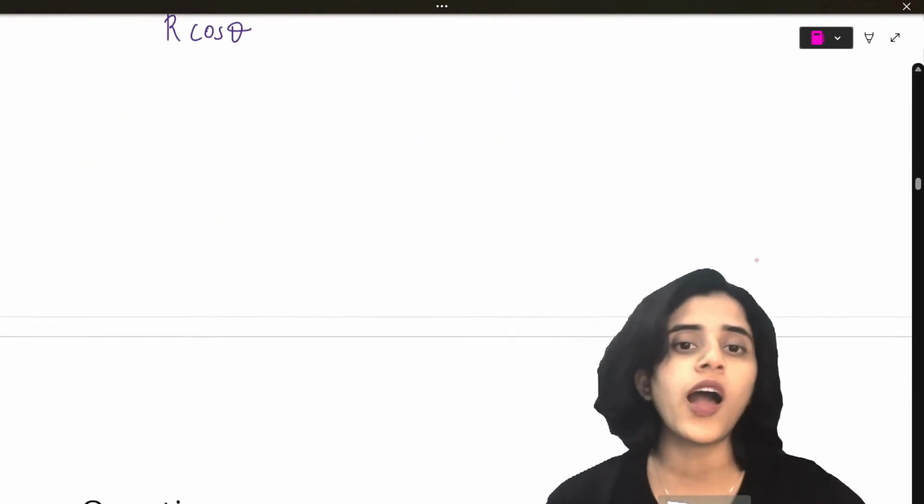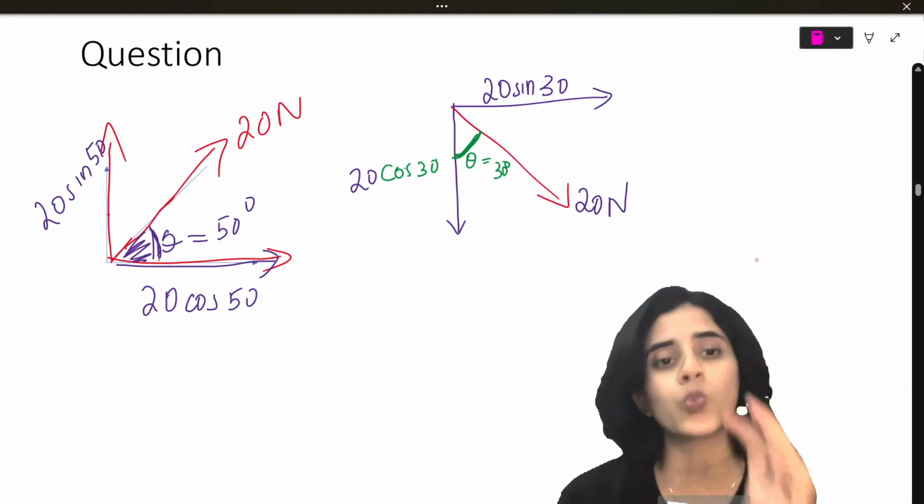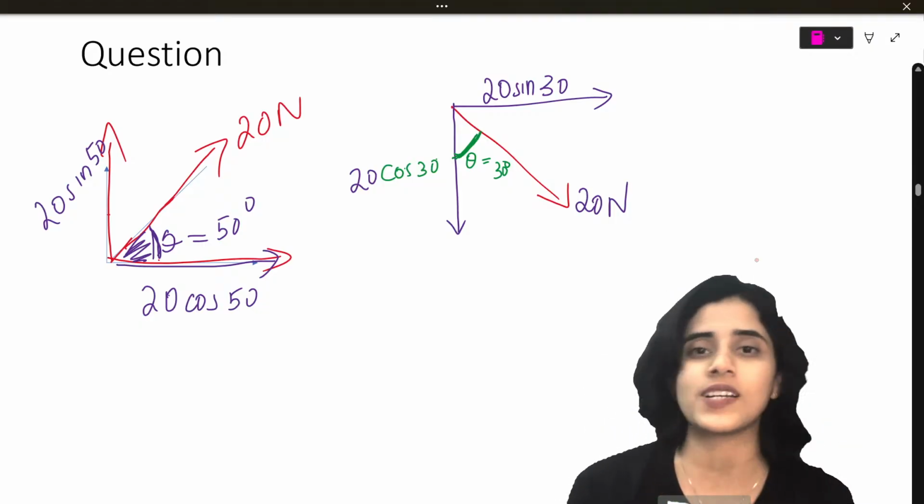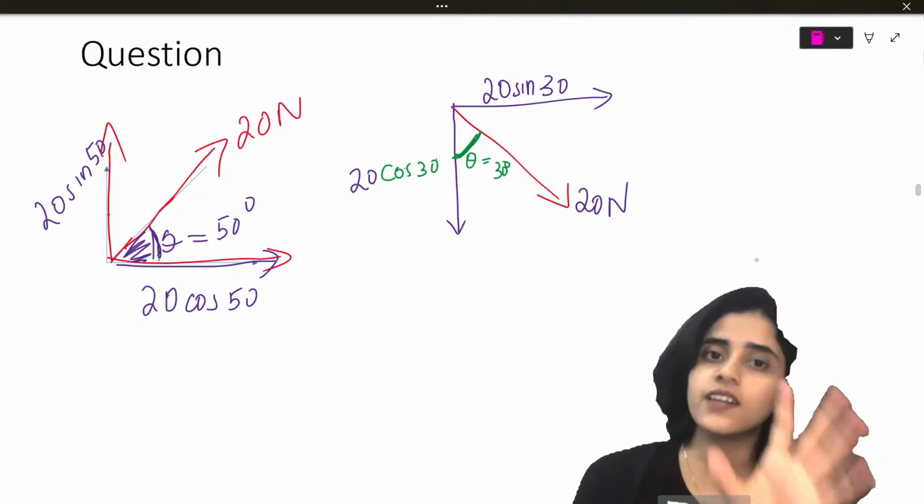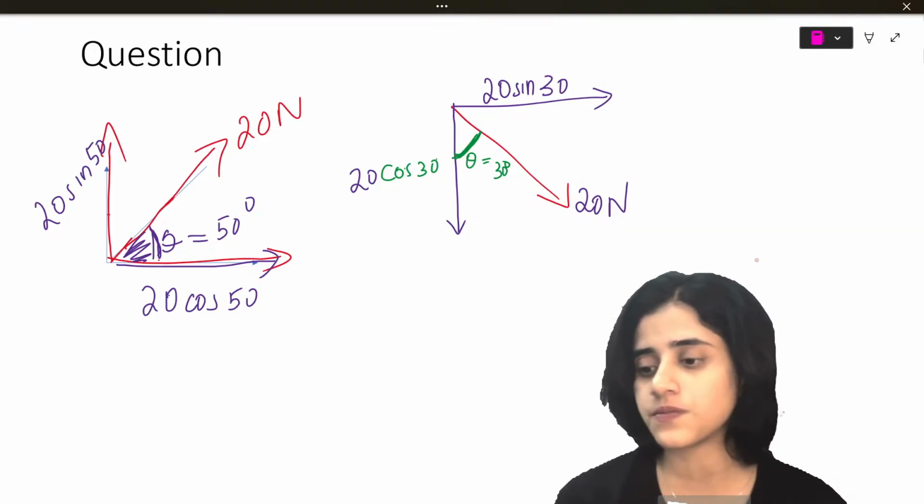Now you also know how you determine which one is cos theta and which one is sin theta. The one near the angle is always cos theta.